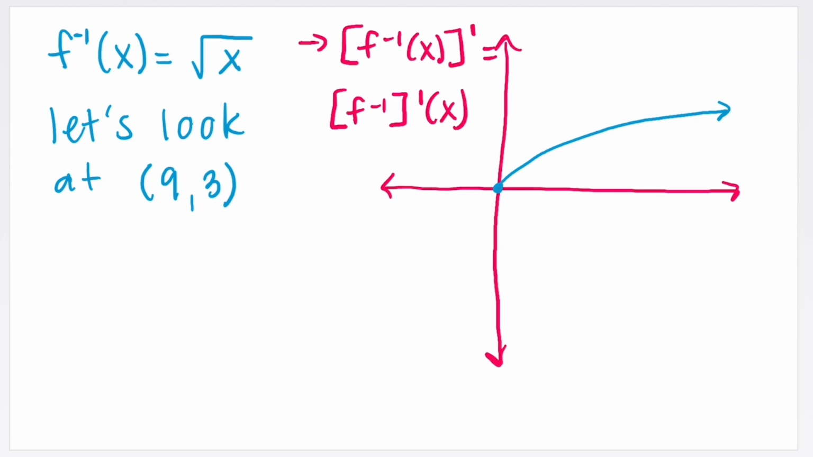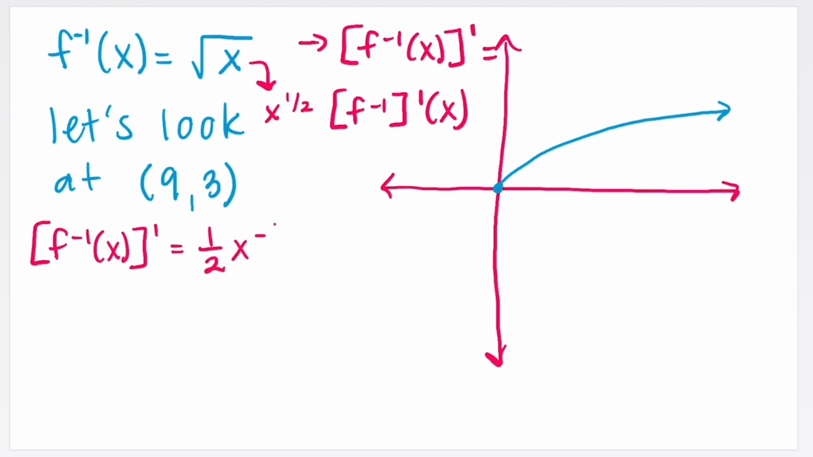So we're going to go ahead and find the derivative of this function. I'm going to remember that this function is the same thing as x to the 1/2. So the derivative is going to be 1/2 x to the -1/2, which is going to be the same thing as 1 over 2 square root of x.